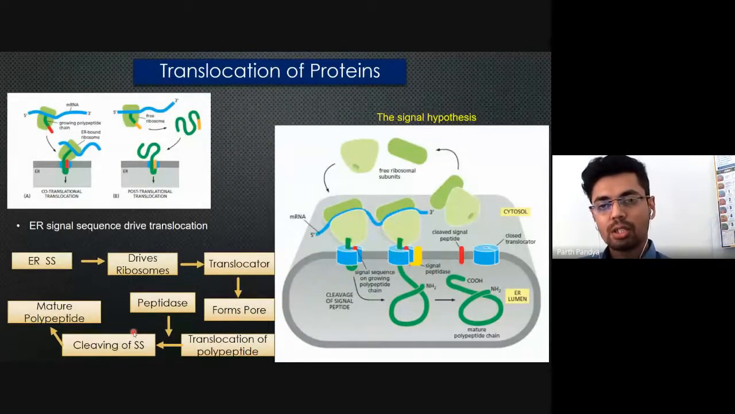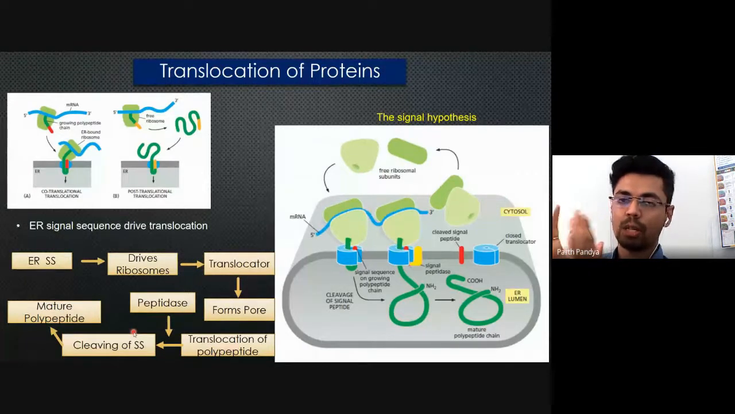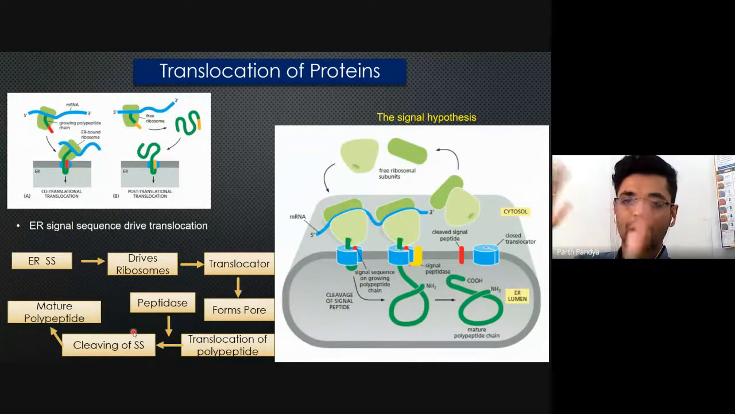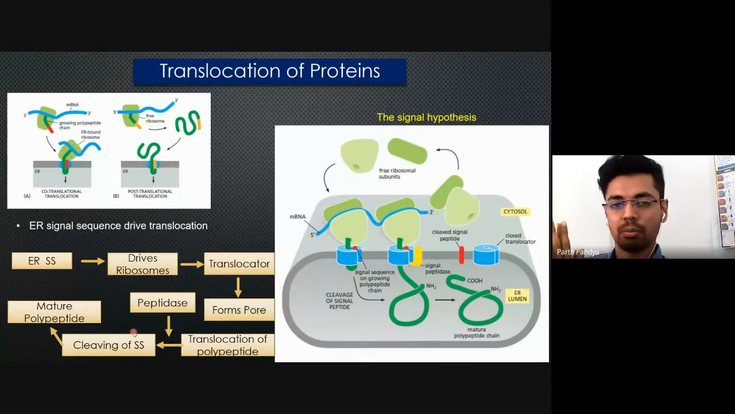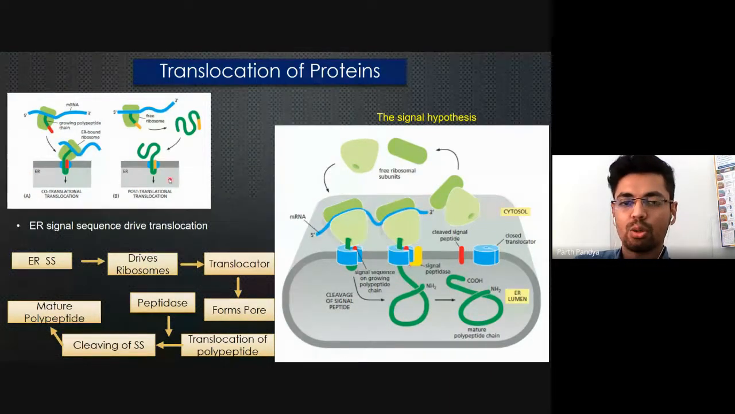Another function, the first function of the endoplasmic reticulum, is to translocate proteins. We know that protein synthesis happens with the help of ribosomes, and the protein that is made comes into the endoplasmic reticulum and is translocated to different parts through the Golgi. Two mechanisms are found with respect to translocation: one is called co-translational translocation, and the second is called post-translational translocation.